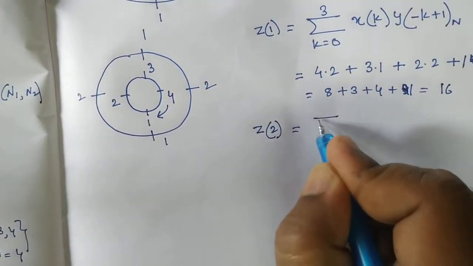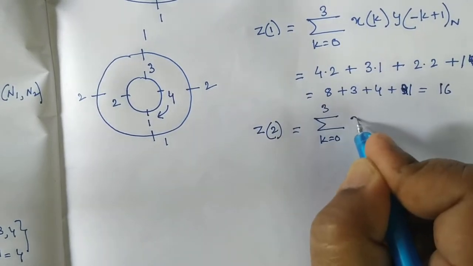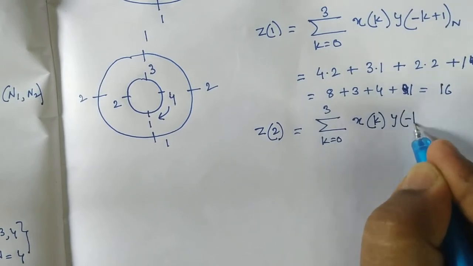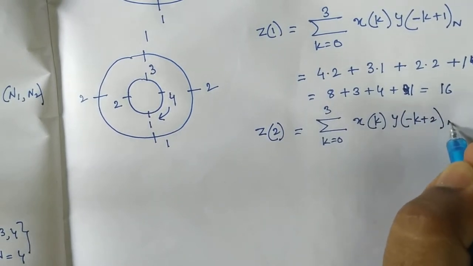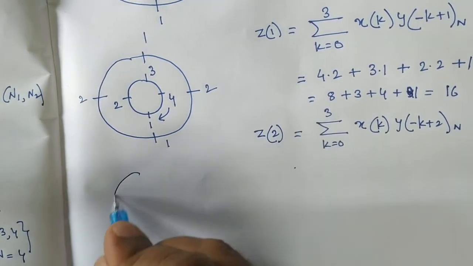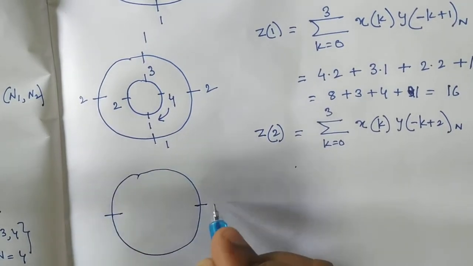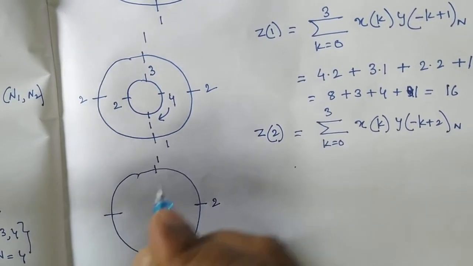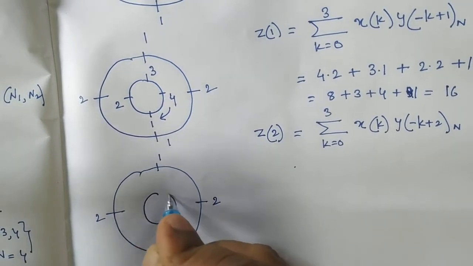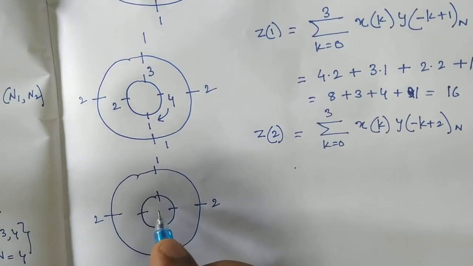Z2 is equal to summation K is equal to 0 to 3 XK Y of minus K plus 2. So the same way, first we'll draw the XK. It is 2 1, 2 1. This is y of minus k plus 2.